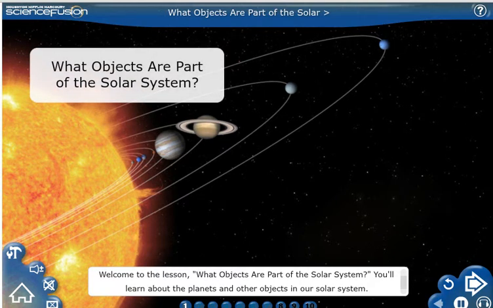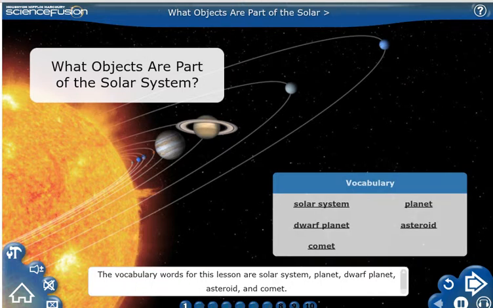Welcome to the lesson, What Objects Are Part of the Solar System? You'll learn about the planets and other objects in our solar system. The vocabulary words for this lesson are solar system, planet, dwarf planet, asteroid, and comet. Click each word to learn more about it.